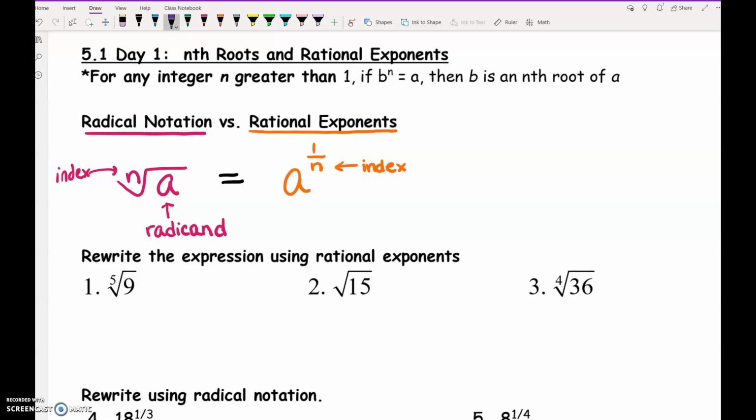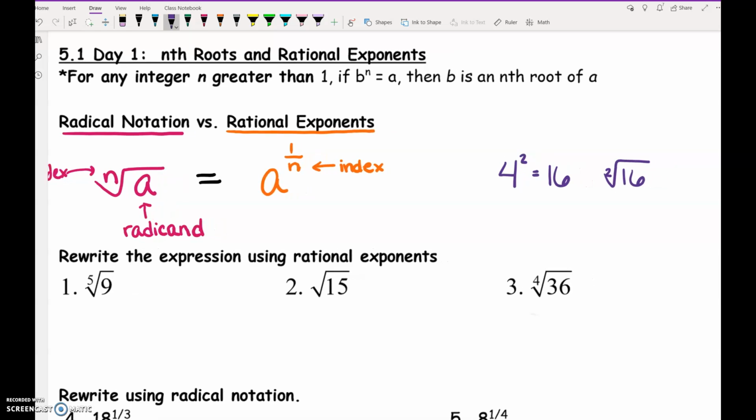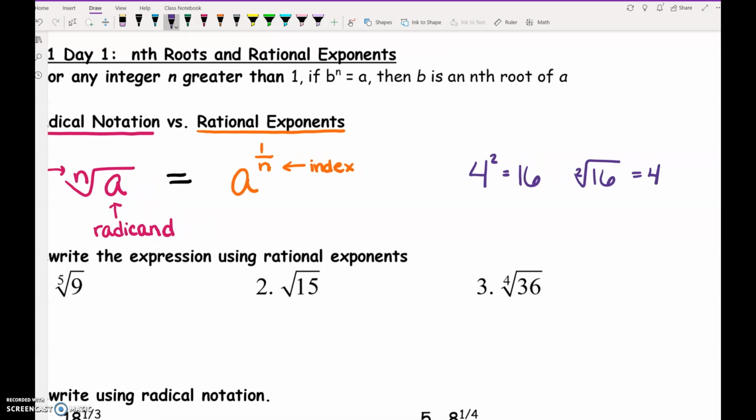Okay, for example, what is 4 squared? 16. This symbol we know as the square root. When there's no index shown, it's called a square root. You can put a 2 in there, but the square root of 16 is 4. And if you try it in a calculator, 16 raised to the 1/2 is 4.